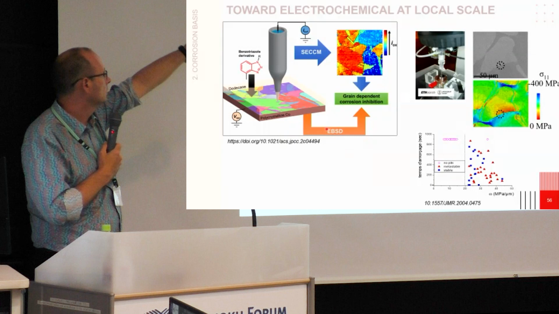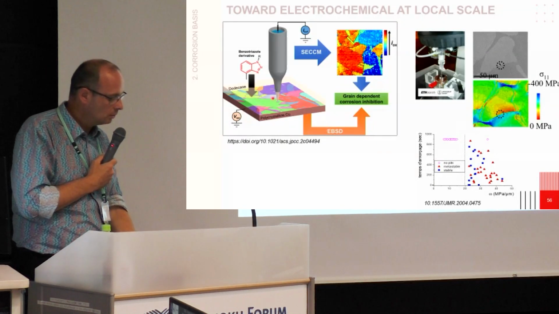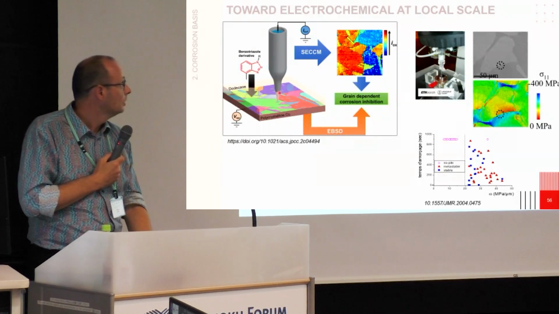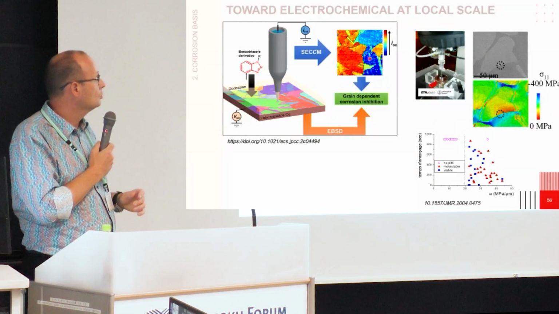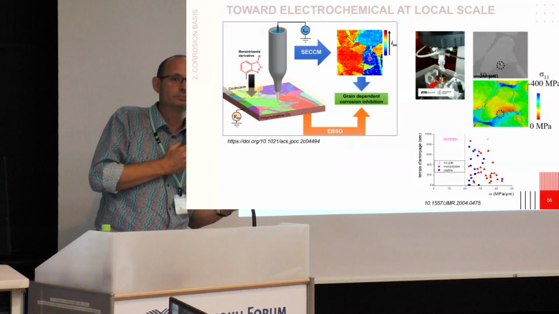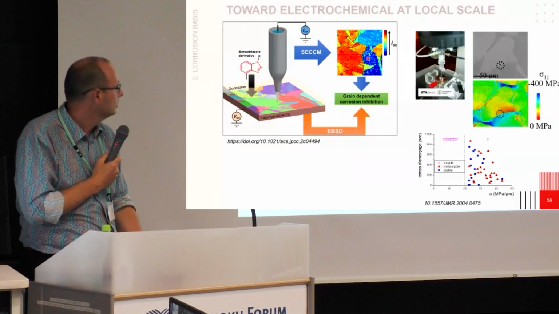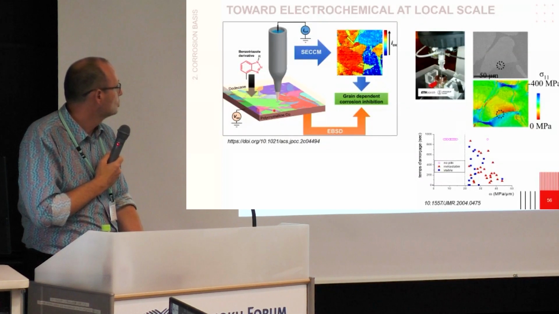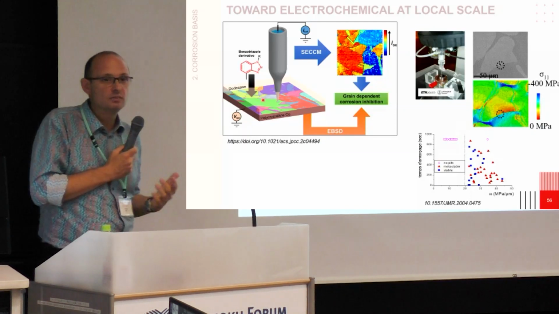Here you have a scheme taken from the literature, for example, where they were studying polycrystalline copper. What they did first is make an EBSD map, and they are trying to correlate the reactivity of each grain with the grain orientation. So here, this is a grain orientation. Here, this is a reactivity map. So some grains with a particular orientation are more reactive than the others.